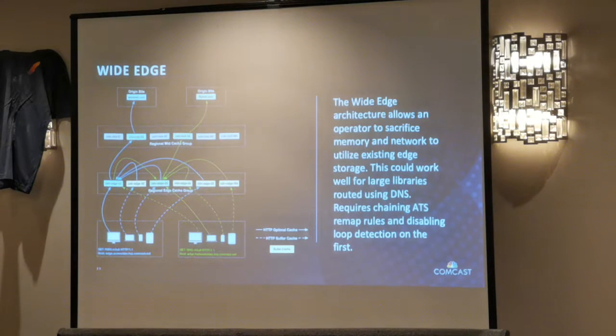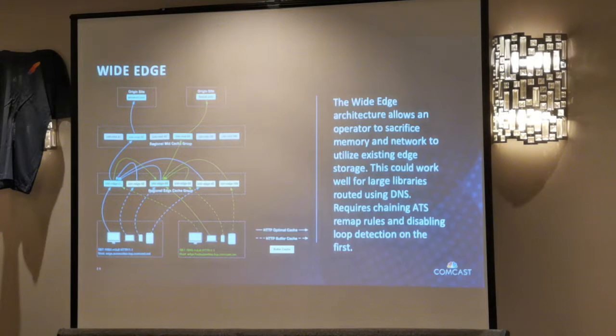All right, so I talked about DNS and how it's a big pain in the butt, and you're polluting your cache, and it's awful. So we've come up with a concept at Comcast to solve some of our problems where we're dealing with libraries or clients that we don't control. We call this a large library problem. DNS served services typically have this problem. And so I've dubbed this the wide edge.